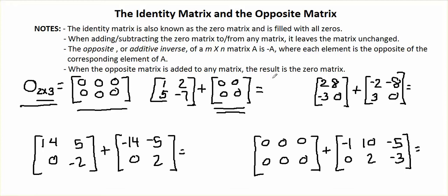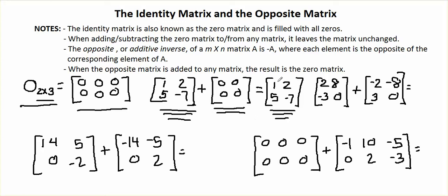And when we add these two matrices, we add 1 plus 0 is 1. We add the element 2 plus 0 is 2. The element 5 plus 0 is 5. And the element -7 plus 0 is -7. The resulting matrix right here is the exact same as the matrix we started with. So whenever you add or subtract the zero matrix from a matrix or to a matrix, you leave that matrix unchanged. You get the exact same matrix that you started with.